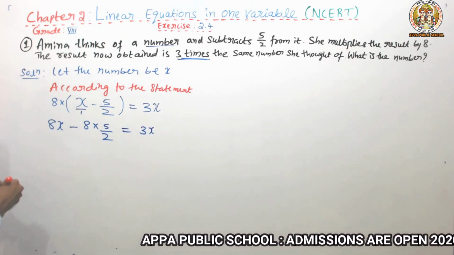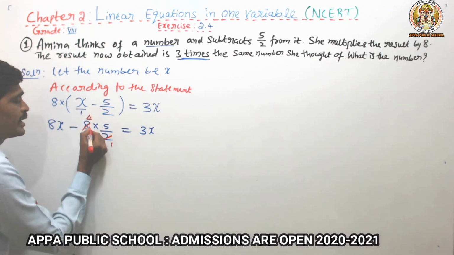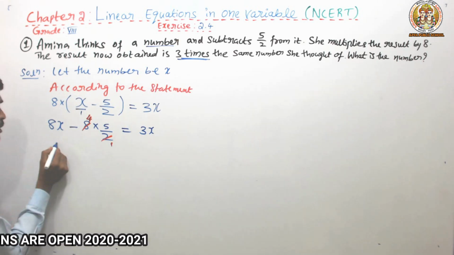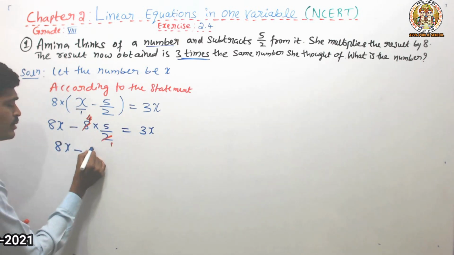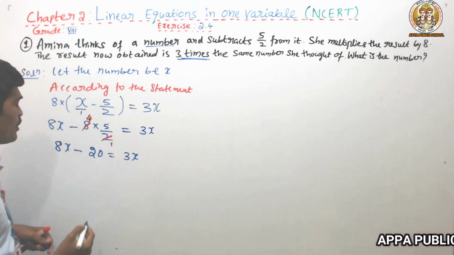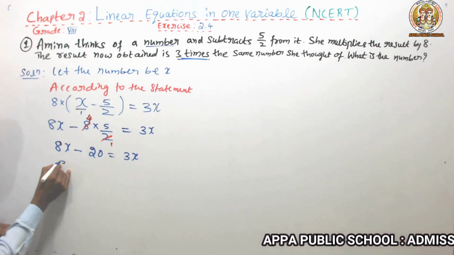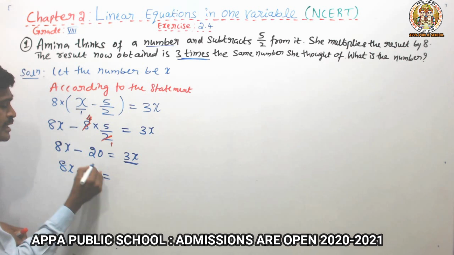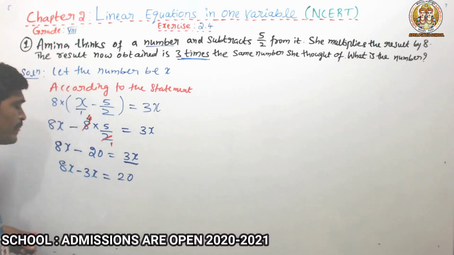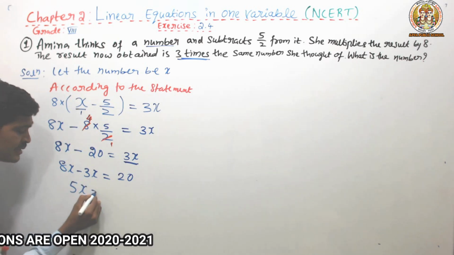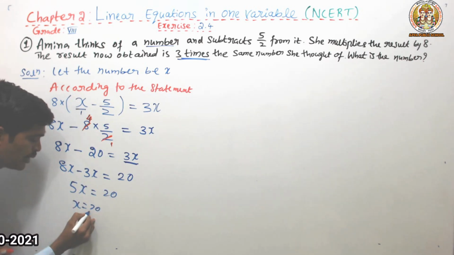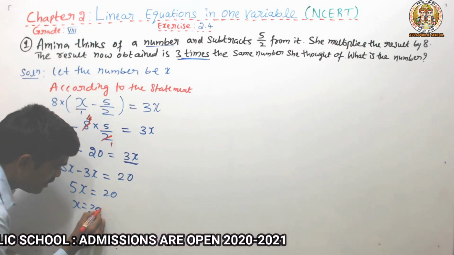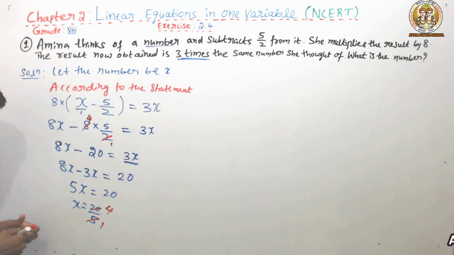Here 2 ones are 2, 2 fours are 8; the multiplication sign is there, so it gets cancelled. So what do we get now? 8x is equal to 8x minus 4 into 5, you will get 20, is equal to 3x. Now separate the variable and constant terms. Keep 8x as it is, plus 3x transferring to LHS becomes minus 3x, minus 20 transferring to RHS becomes plus 20. So 8x minus 3x, 5x is equal to 20. x is equal to 20 by 5. 5 ones are 5, 5 fours are 20. So x is equal to 4.